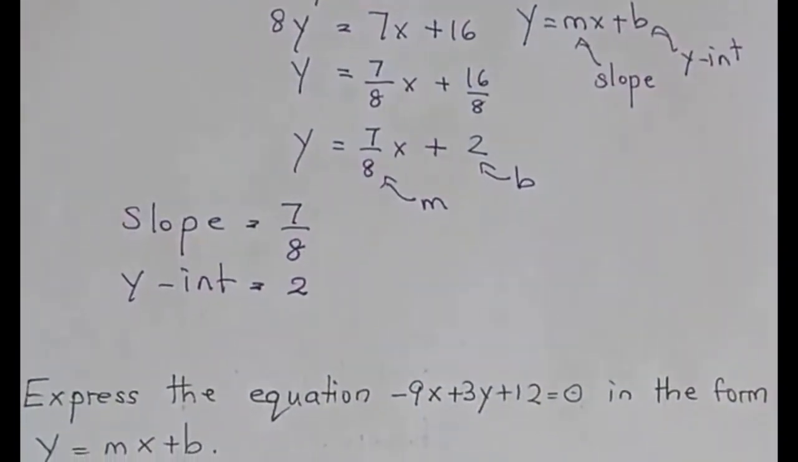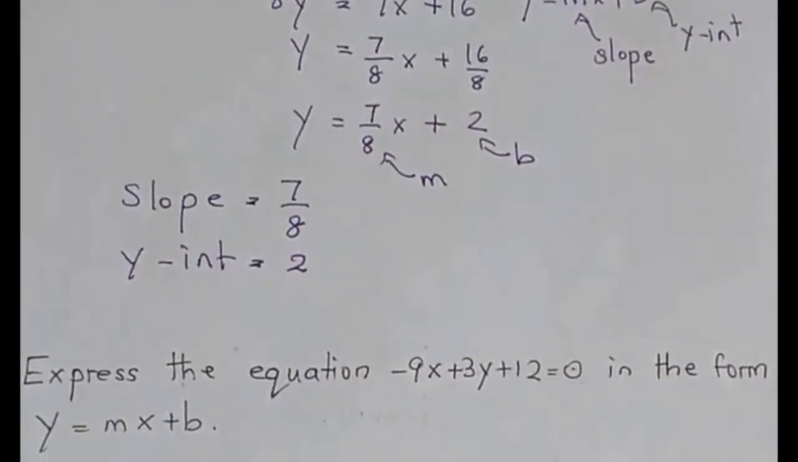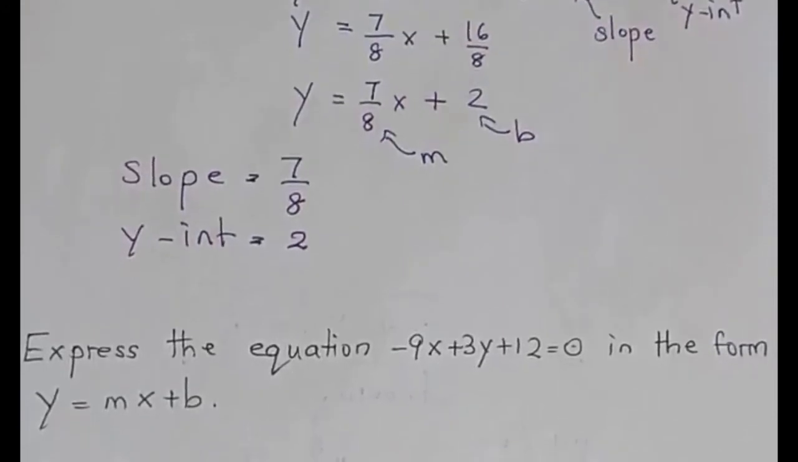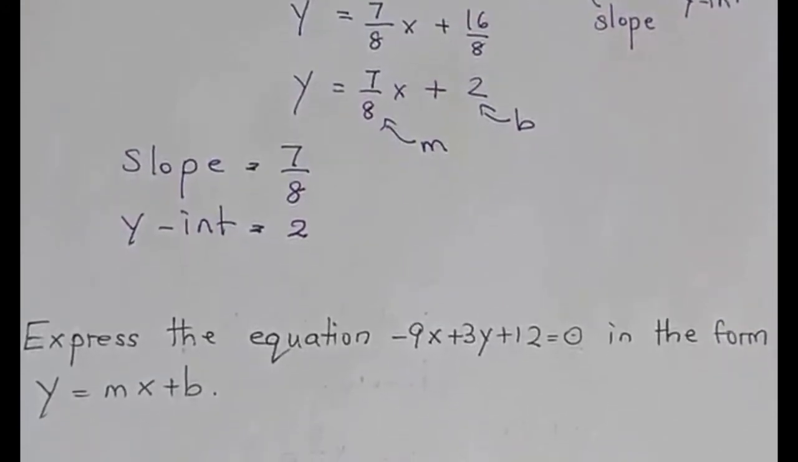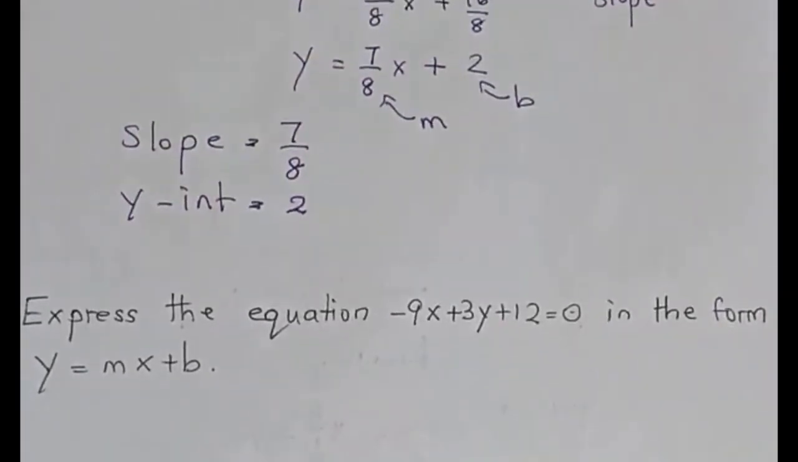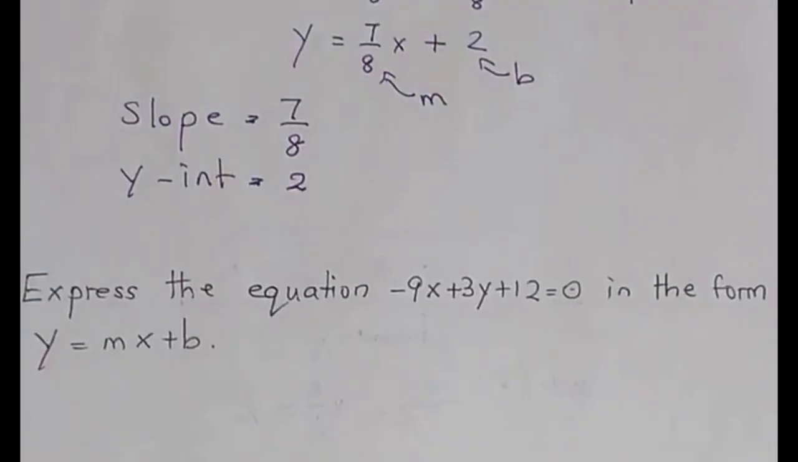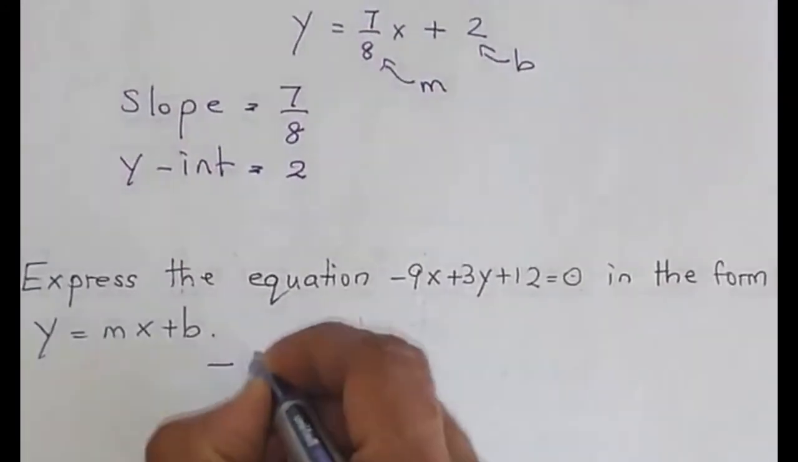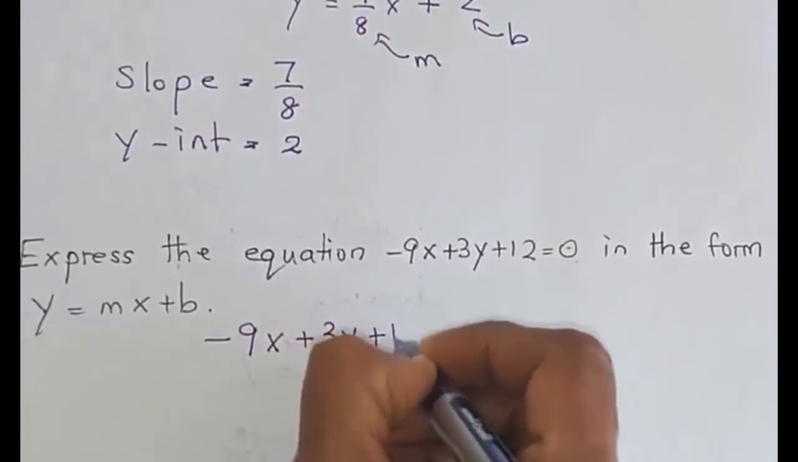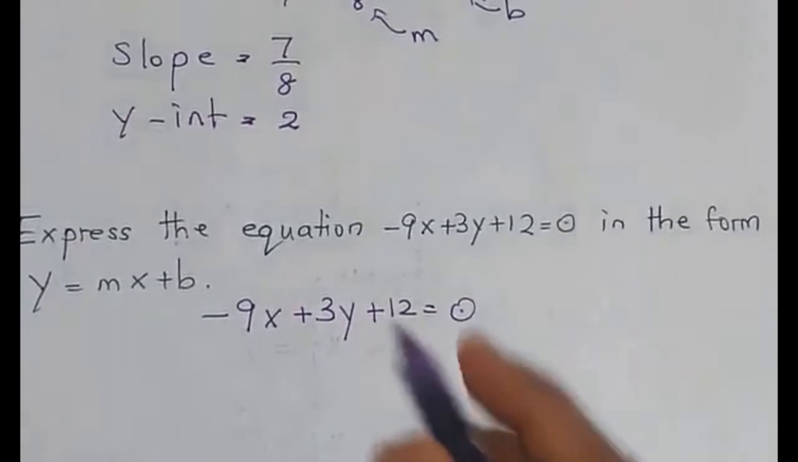Let's look at the second question. Express the equation negative 9x plus 3y plus 12 equals 0 in the form y equals mx plus b. So here we just have to rearrange it so that it's in the slope-intercept form, and that's it. So let's quickly do that. Let me write the equation again. I'm going to be following the same steps that I followed in the first question. I'm going to isolate y.